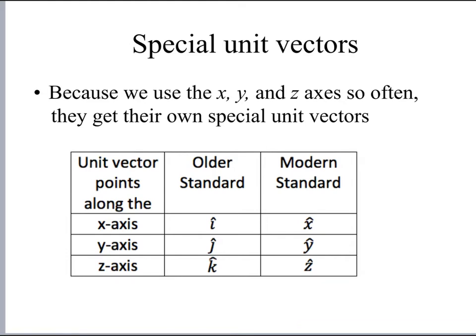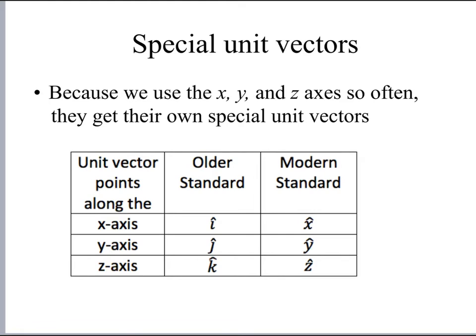Now, very common, more modern textbooks, or not necessarily more modern, but textbooks that were written more recently, use a more modern standard where the coordinate axes have unit vectors labeled with x hat, y hat, and z hat. It's easy to remember: the x hat vector points along the x-axis, the y hat vector points along the y-axis, and so on. I actually prefer the modern standard, so I tend to use that a lot when I'm working problems, but the older standard is still common enough that you need to be able to recognize it.